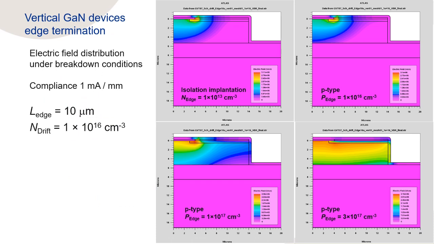For better understanding the resulting reverse blocking characteristics, we look into the device cross-section. Here we can analyze the device electric field strength under breakdown conditions. For low edge termination doping concentration, high electric field is concentrated at the edge of the active area. This leads to early breakdown conditions. With increase of the edge termination doping concentration, the electric field is more equally distributed along the edge. This reduces the electric field peak at the active area and results in an enhanced blocking strength.